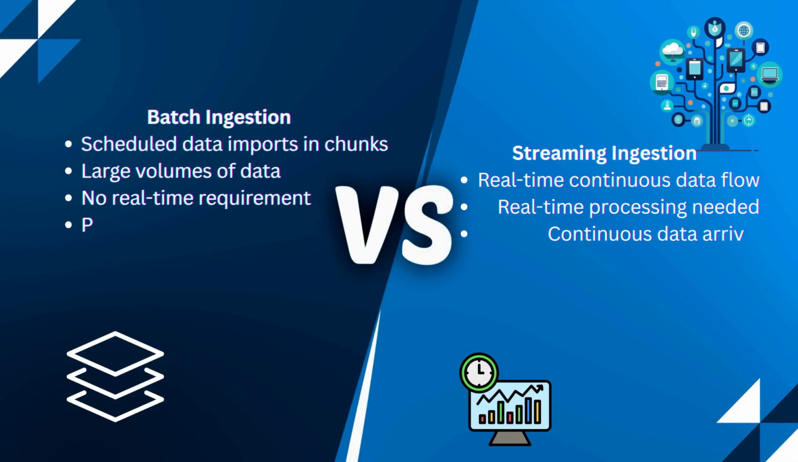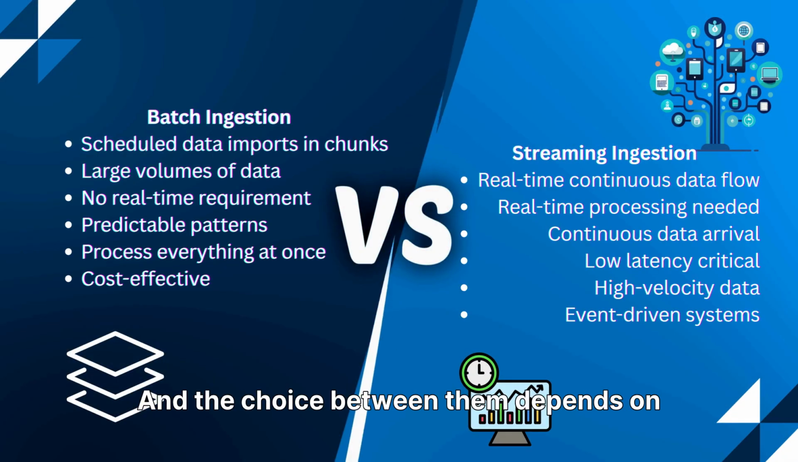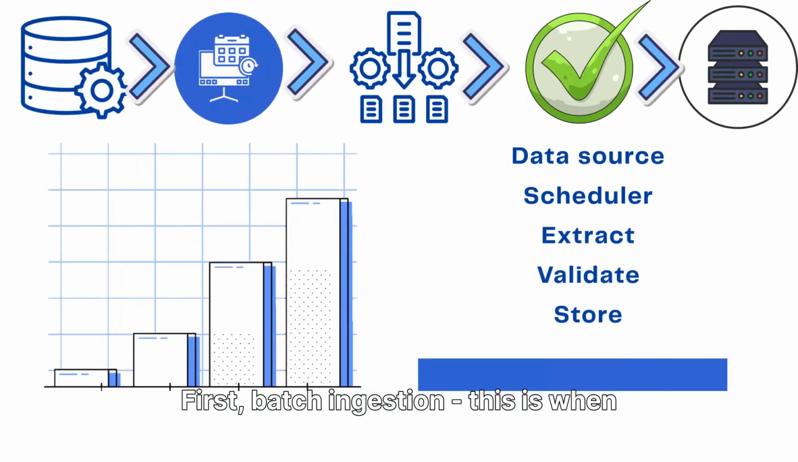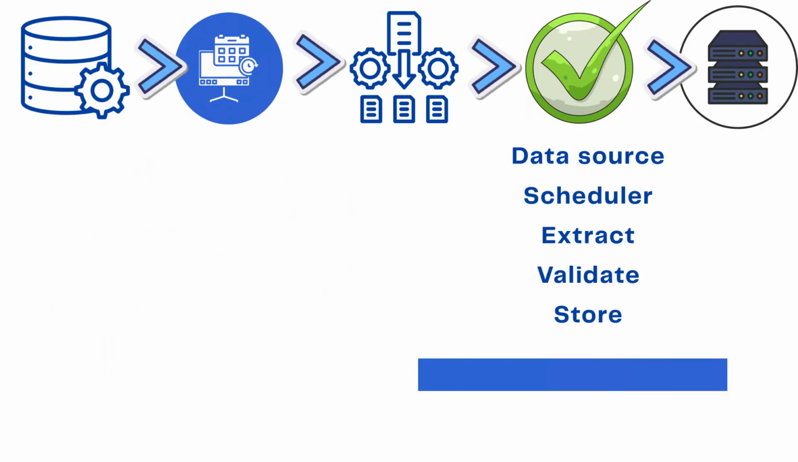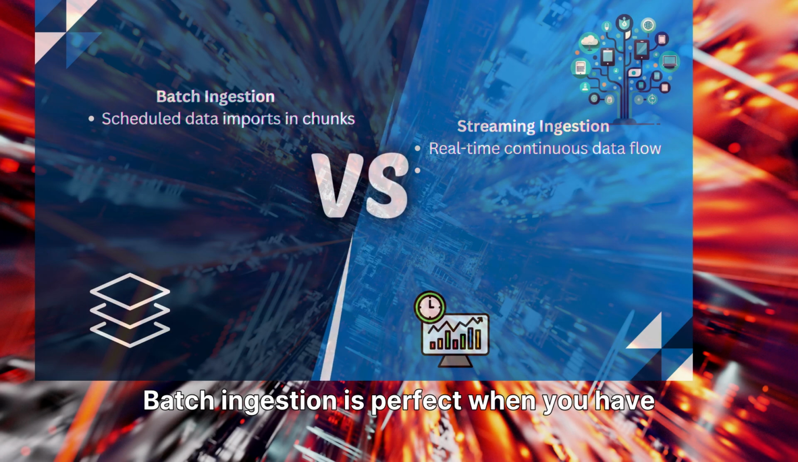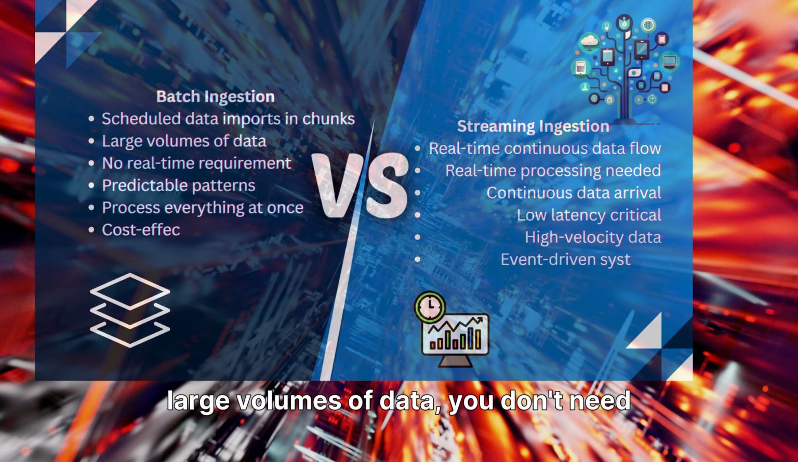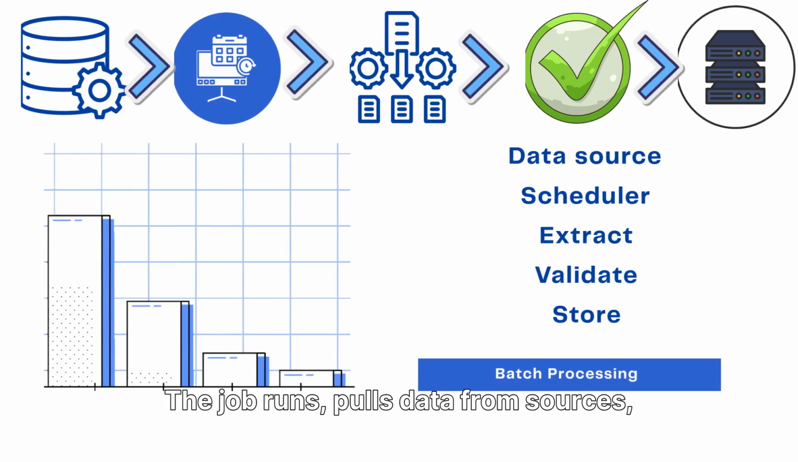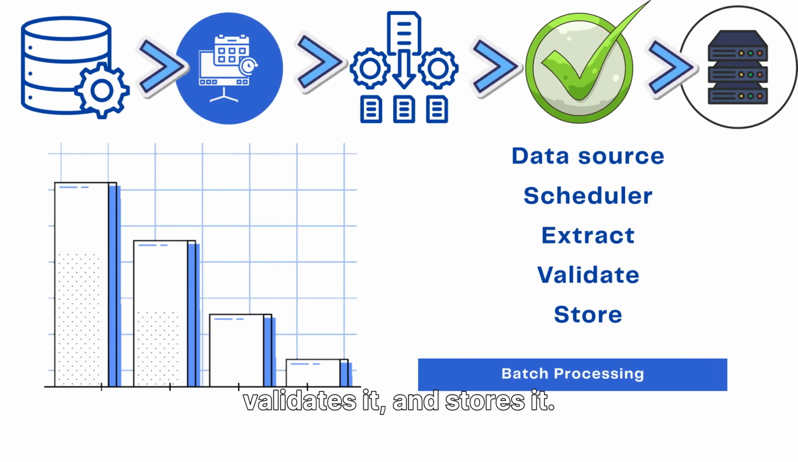AI pipeline. There are 2 main types of ingestion, batch and streaming, and the choice between them depends on your use case. First, batch ingestion. This is when you pull data in scheduled chunks. Think of it like this. Every night at 2 a.m., your system syncs a database. Batch ingestion is perfect when you have large volumes of data. You don't need real-time processing, and data arrives in predictable patterns. The job runs, pulls data from sources, validates it, and stores it. Then it's done until the next run.